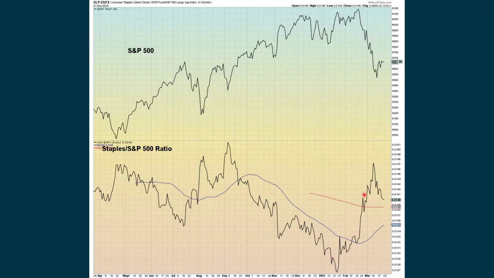Now they're starting to outperform, but recently they've been pulling back. Is this a general shift? Are we going to go up with the S&P and see this ratio go down? That would be more positive.